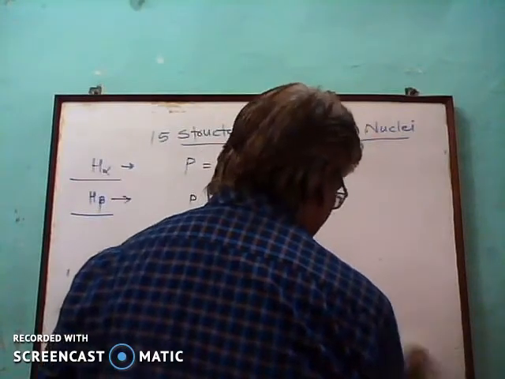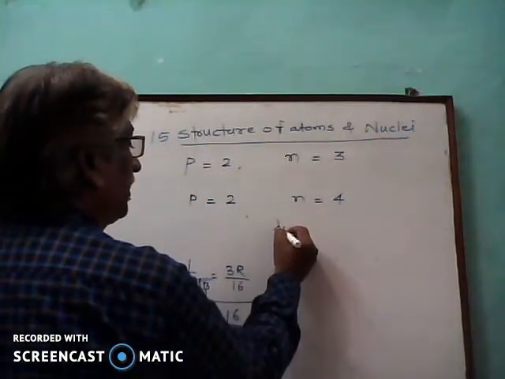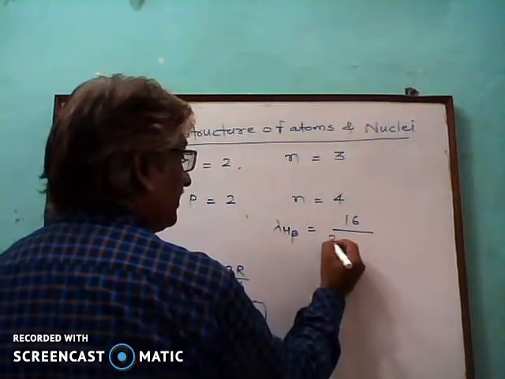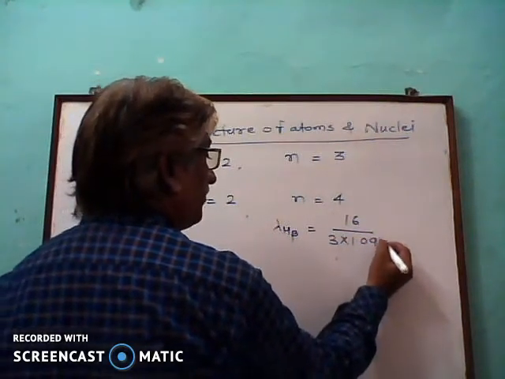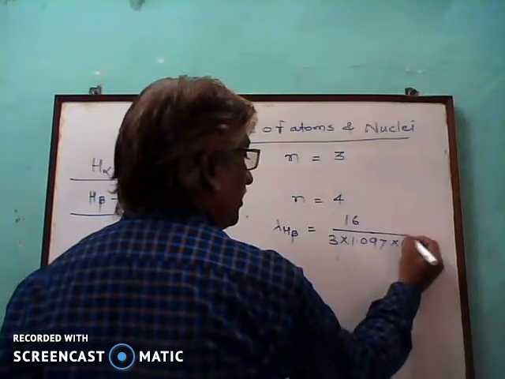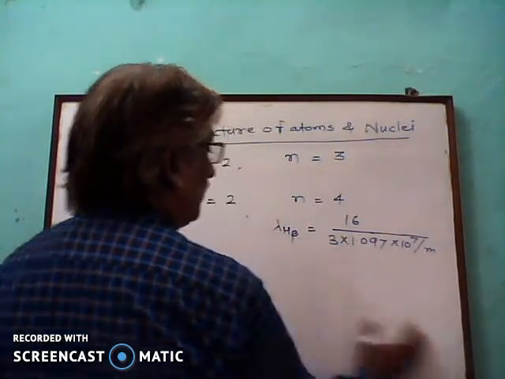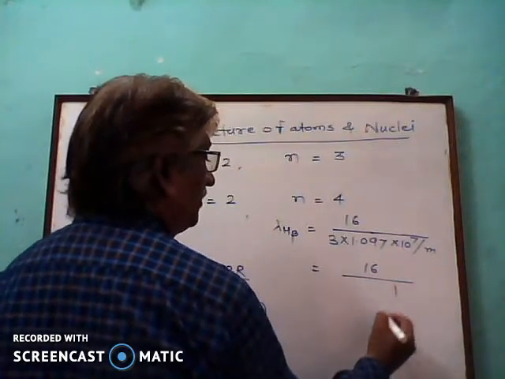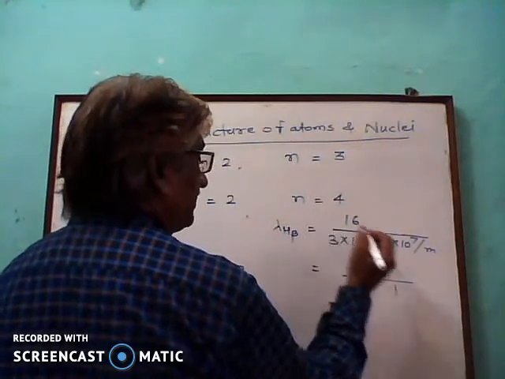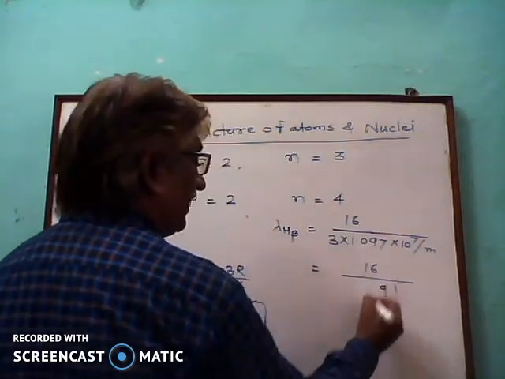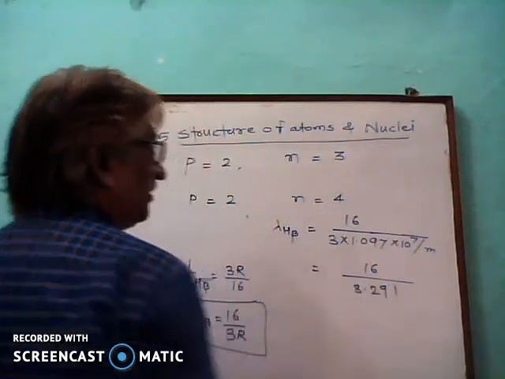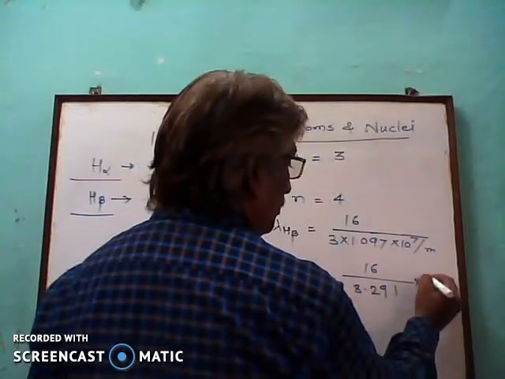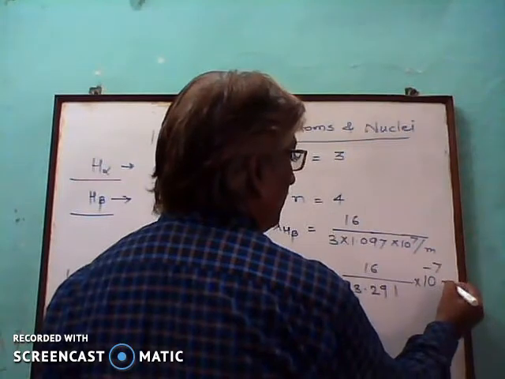Wavelength can be determined. So lambda H beta is equal to 16 divided by 3 into 1.097 into 10 to the power 7 per meter. So here, if we multiply 3: 7 3s are 21, 2 remaining; 9 3s are 27 and 2 is 29; 3 1s are 3. So the numerator is 16 and the denominator is 3.291 into 10 to the power minus 7 meter.